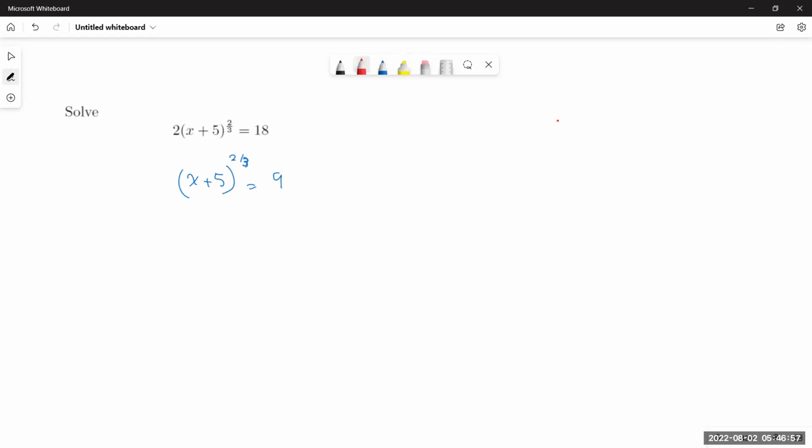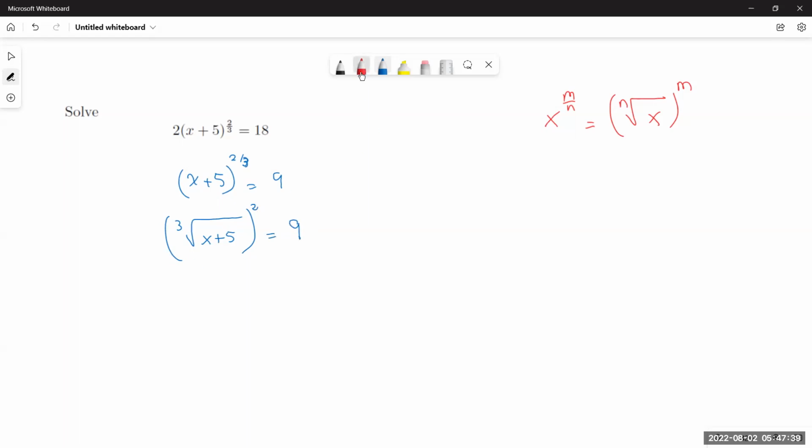So what you need to remember is, if I have x^(m/n), so basically this is the nth root of x, everything to the power m. All right, so if I apply this to my equation, this is going to be equal to the cubic root of x plus 5, squared. This is supposed to be equal to 9.